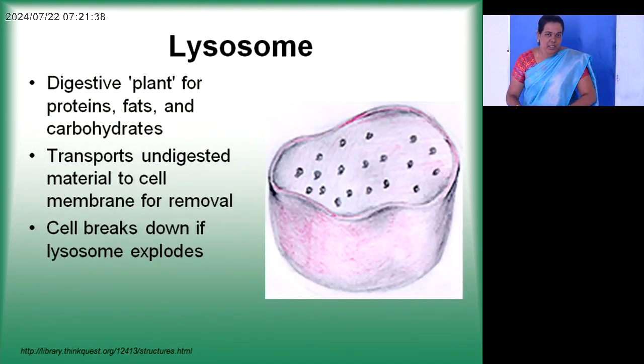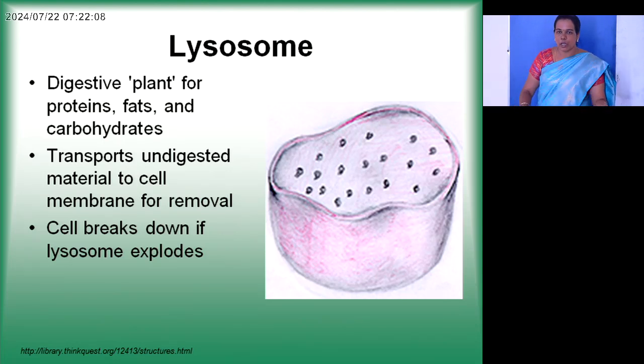And lysosomes. Lysosomes usually have digestive materials like enzymes. Most of the hydrolytic enzymes are present in lysosomes. They are also involved in protection against outside materials. They digest proteins, fats and carbohydrates and transport undigested materials to the cell membrane for removal. If the cell breaks down, the lysosome explodes because it has hydrolytic enzymes. If it is broken down, all the elements of the cell get digested.